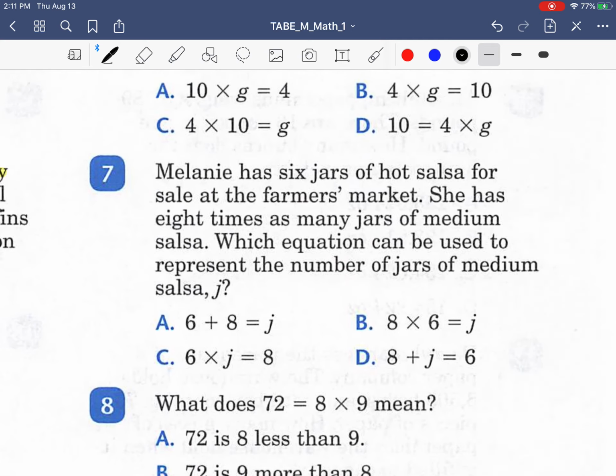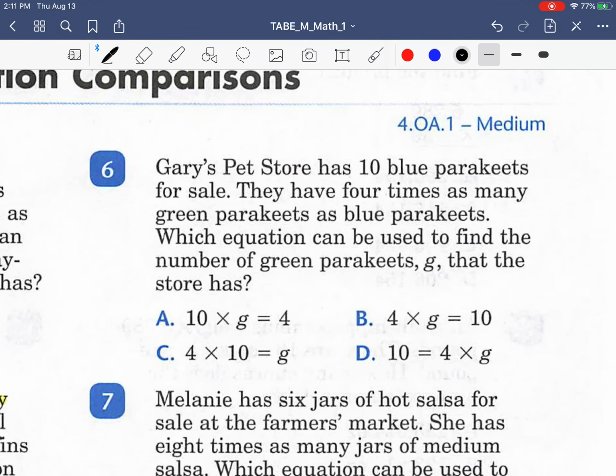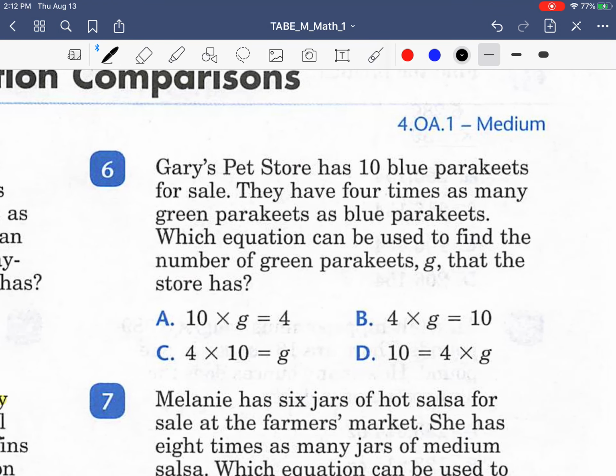Okay, number 6. Gary's pet store has 10 blue parakeets for sale. They have 4 times as many green parakeets as blue parakeets. Which equation can be used to find the number of green parakeets, the G's, that the store has? So what they tell me in the problem is that the green parakeets are 4 times the blues.